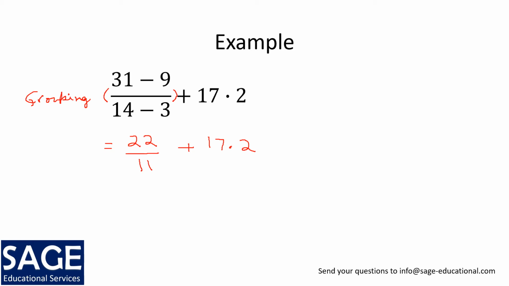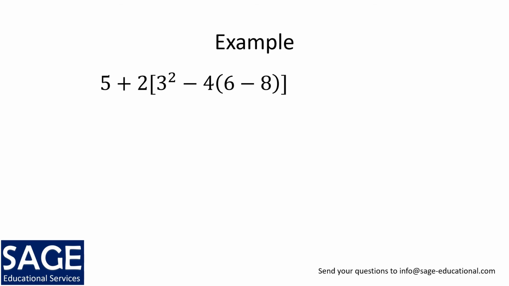Now, with 22, there's a division, there's an addition, and there's a multiplication. First I will do the division. So 22 divided by 11 is 2, and then plus 17 times 2. Now I have an addition and I have a multiplication. First I will do the multiplication and then I will do the addition. So now I have just an addition. So 2 plus 34 is 36. So that problem simplifies to give me 36, following the order of operations.